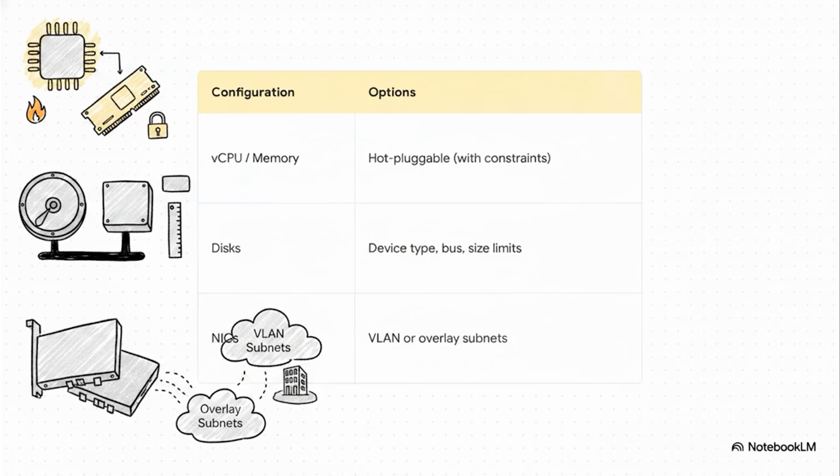Finally, your NICs. You have to choose either VLAN subnets or overlay subnets. Now, choosing between them depends entirely on your network boundaries. VLAN subnets tie you directly to physical infrastructure constraints within a specific cluster. Overlay subnets, though, give you software-defined flexibility operating within a virtual private cloud, spanning right across your environment.